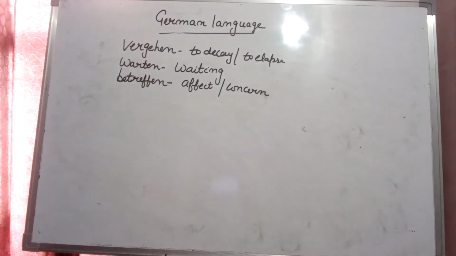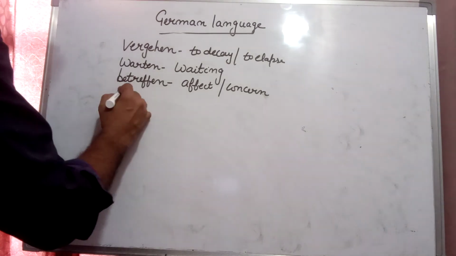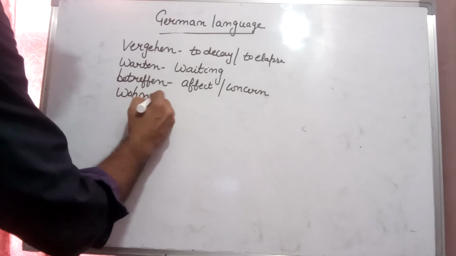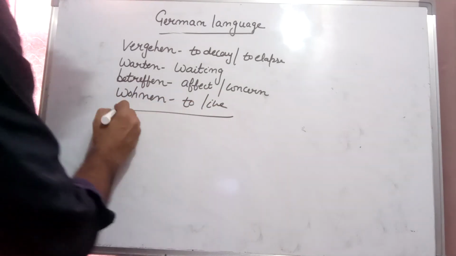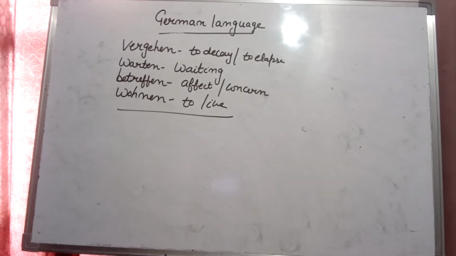The next verb we have is wohnen. Wohnen is to live. We have already done the verb wohnen. Is that clear to you? So these are the verbs basically. Speak after me: vergehen, warten, betreffen and wohnen.